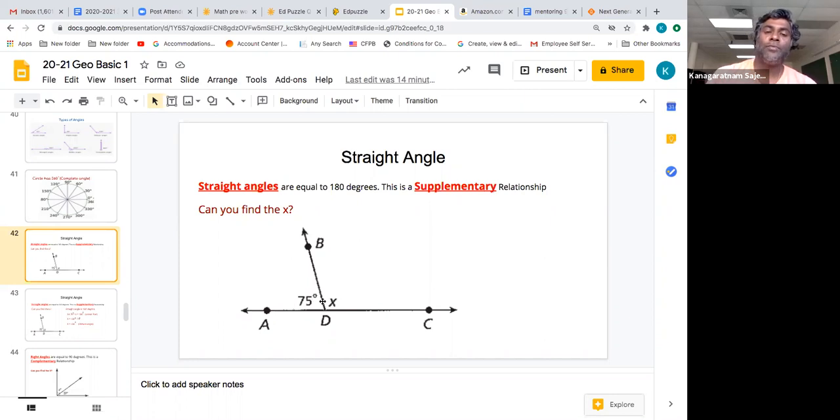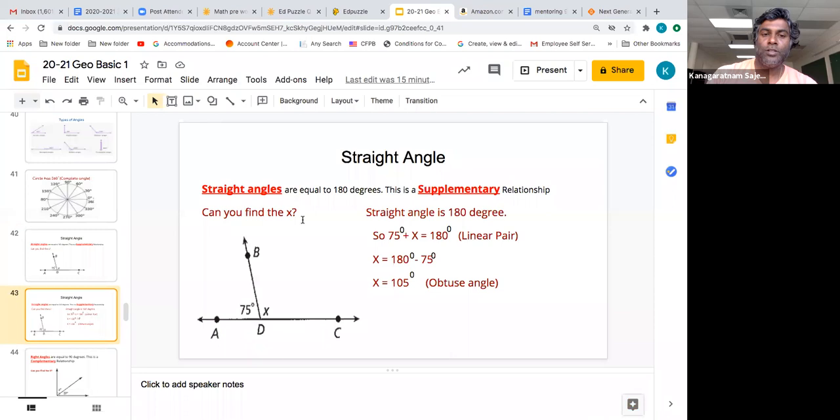In this case, 105 is a supplementary angle for 75. The reason is when you add 105, it will make the straight angle, which is 180 degrees. So this is how I found the x.